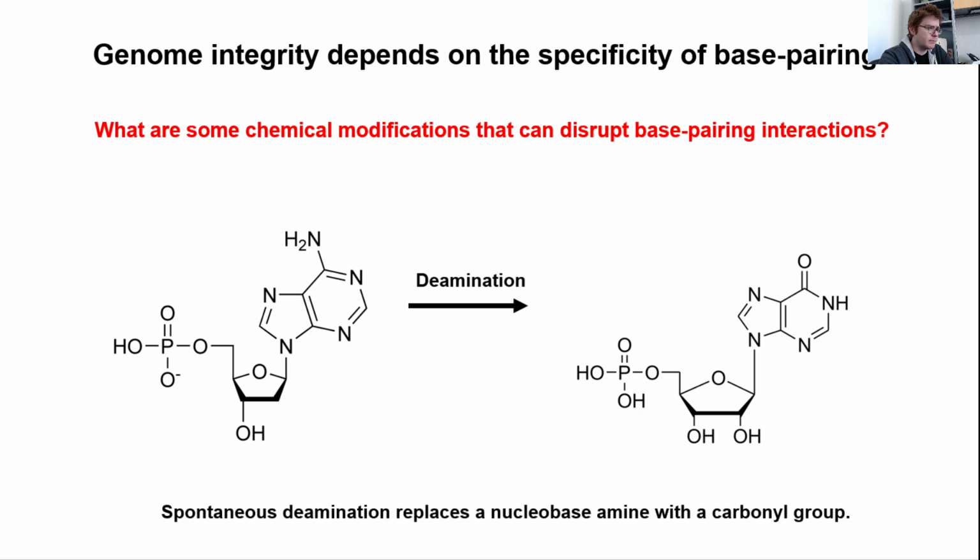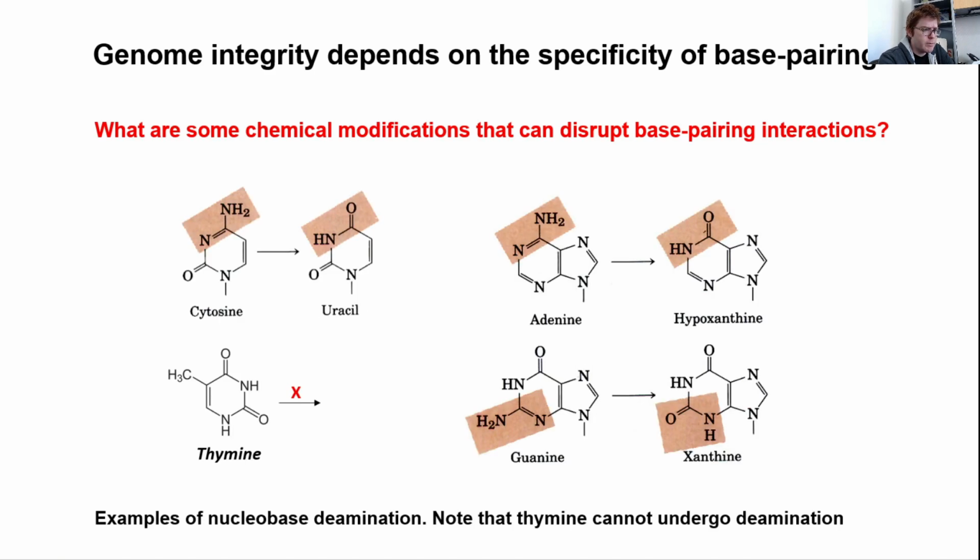So that's not good. This type of deamination here is going to change those H bond donor acceptors and likely disrupt hydrogen bonding. And in fact, most of the nucleobases that you commonly observe can undergo deamination to bases that you may or may not have heard of. They often have more exotic names. So when adenine undergoes deamination, it becomes hypoxanthine. When guanine undergoes deamination, it becomes xanthine. And interestingly, when cytosine undergoes deamination, it becomes uracil.